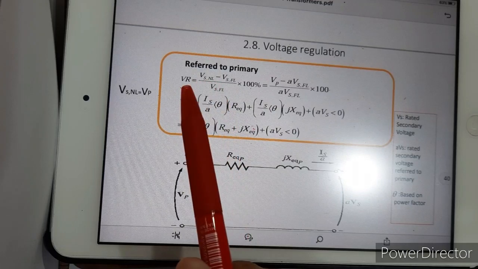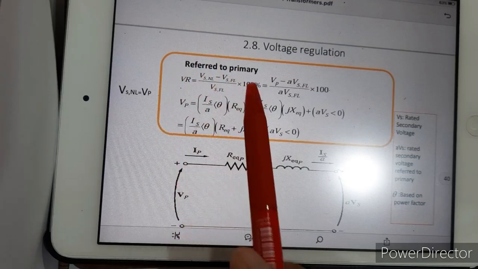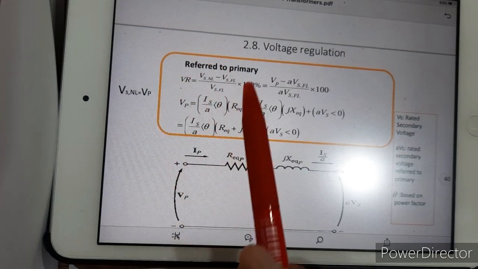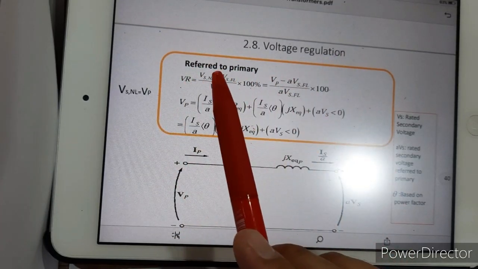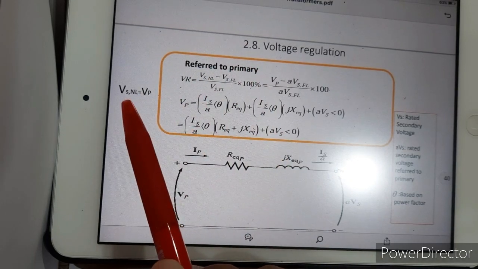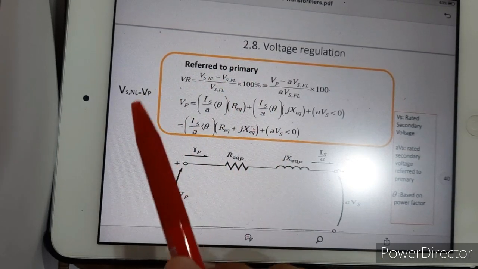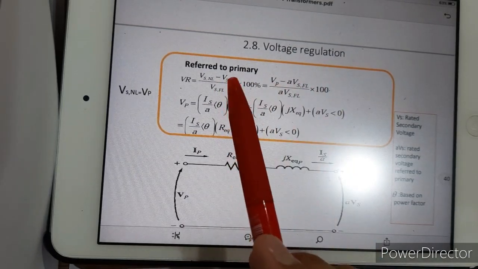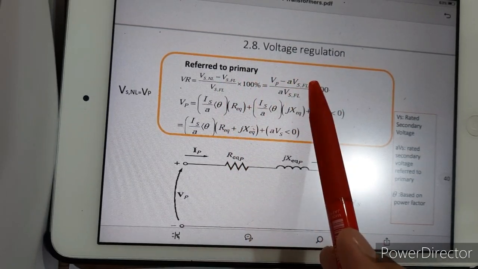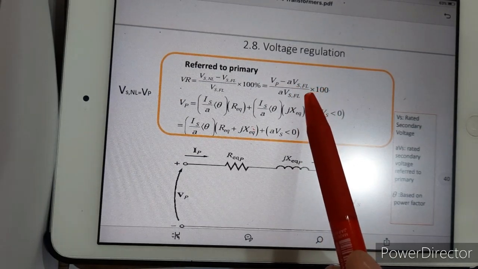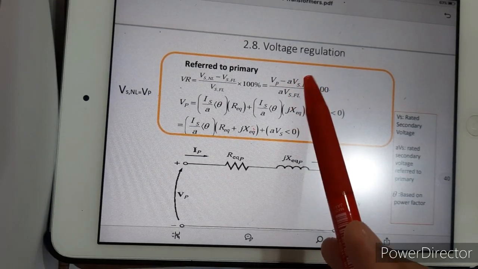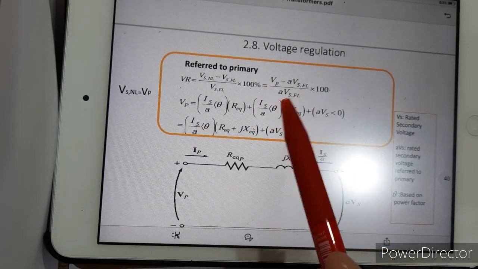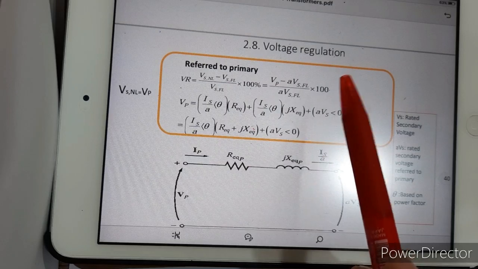So we know that this is the original equation or formula. Then, because we referred to the primary, Vs no load equals Vp. So Vp minus aVs. Vs full load equals aVs, because we bring the secondary voltage to the primary side. Then divide by aVs, multiplied by 100%.